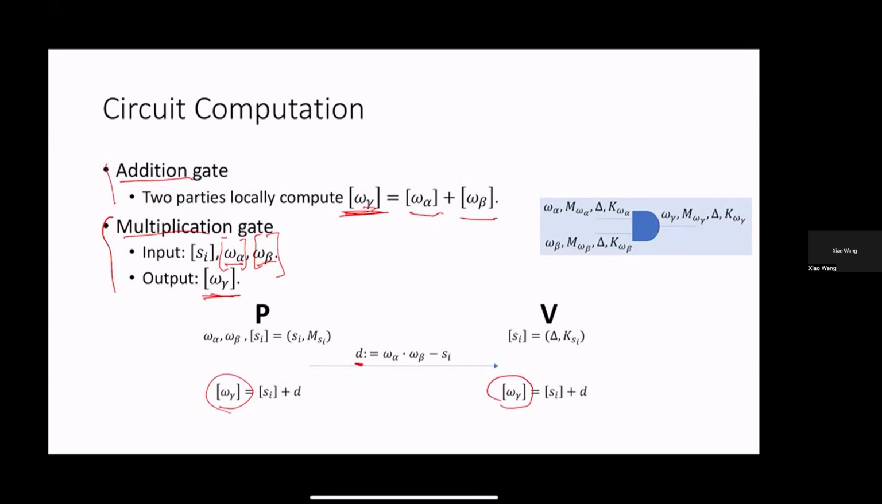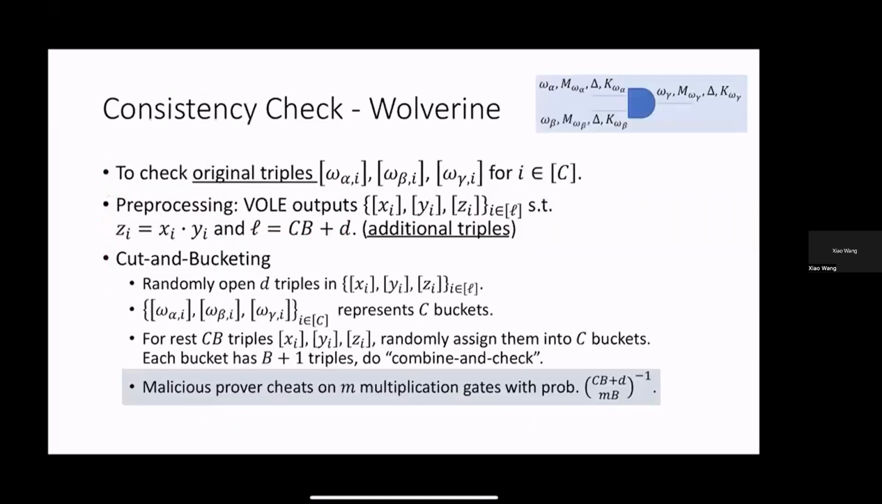So the high level idea is that we are going to first let the prover specify what the output value is supposed to be, which the prover knows because the prover knows all the witness in the circuit. Okay, and after the two parties get the authentication of the output wire, we are going to run a checking process to check the correctness of this authentication.